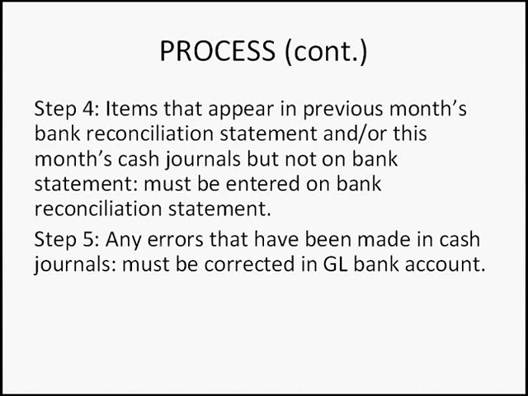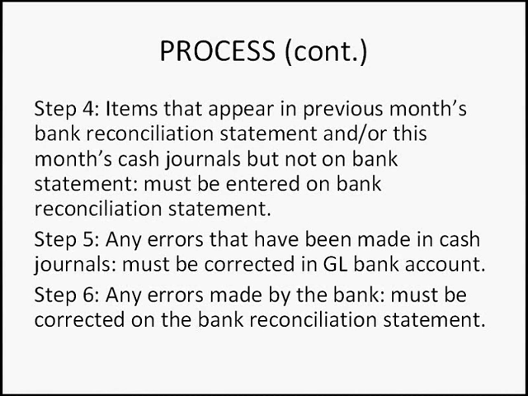Step 5 is to look at any errors that have been made in the cash journals. When we make an error in our books, then we have to correct it in our books, which means that we then have to correct it in our general ledger bank account.